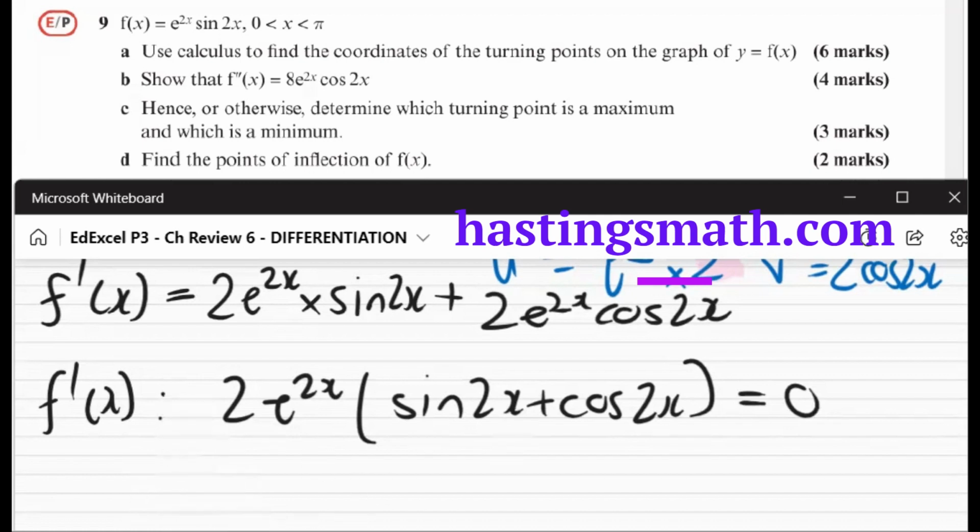Okay. So let's split this up. We can just divide this by 2e^2x. If we times that by 0, that's gone. So we end up with sine 2x plus cos 2x equal to 0.